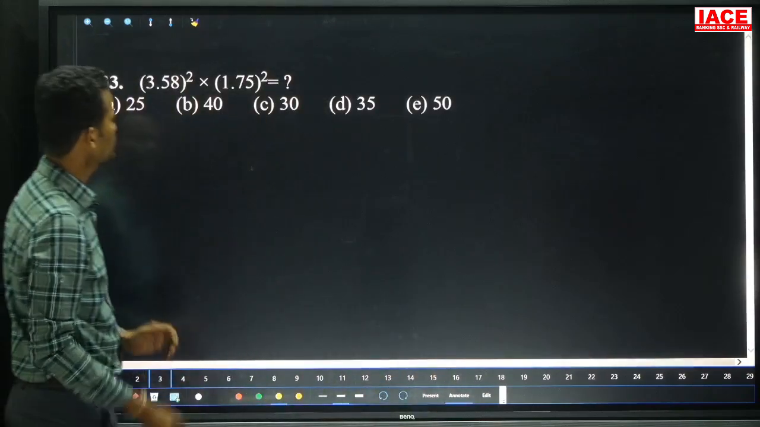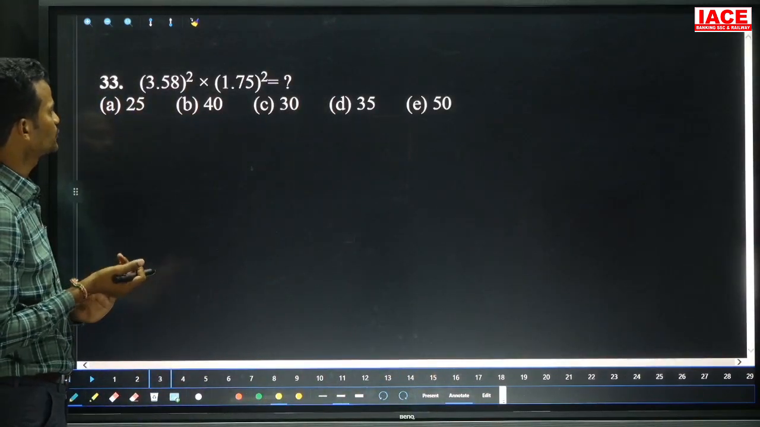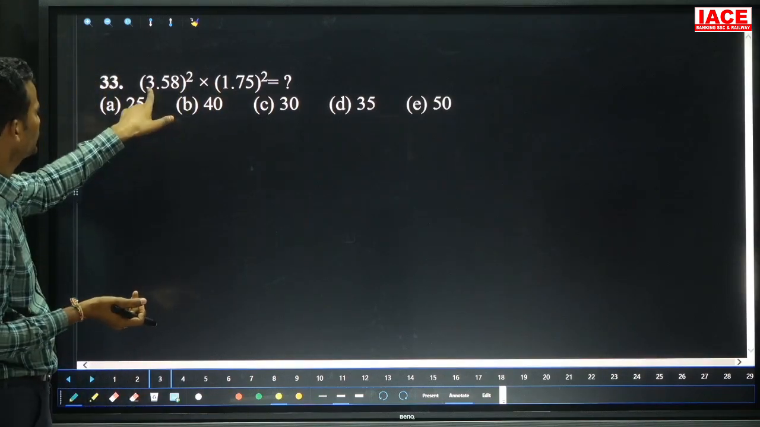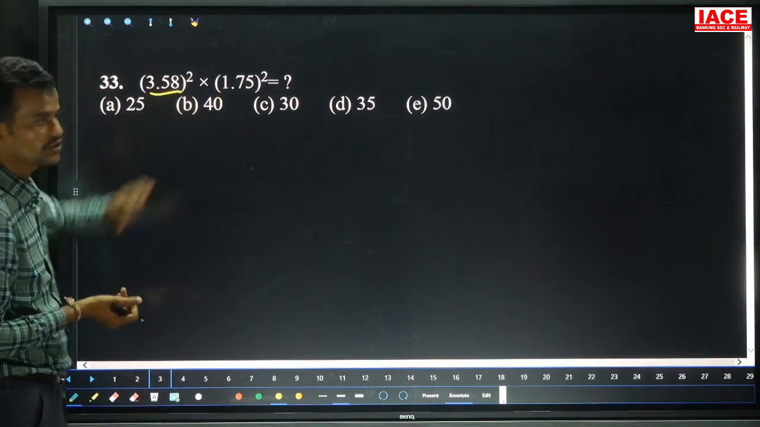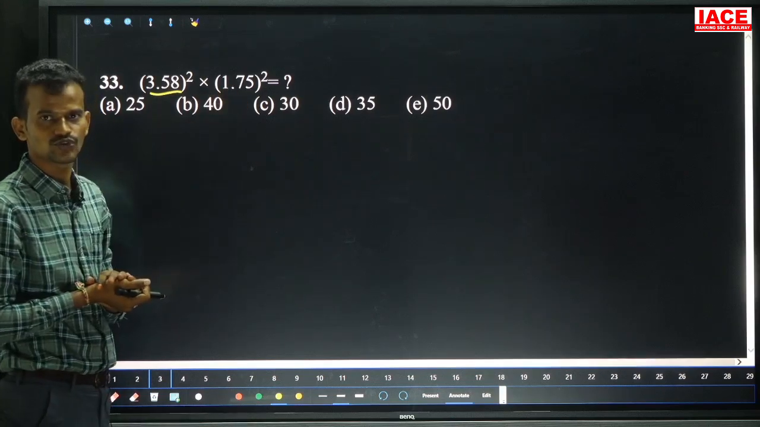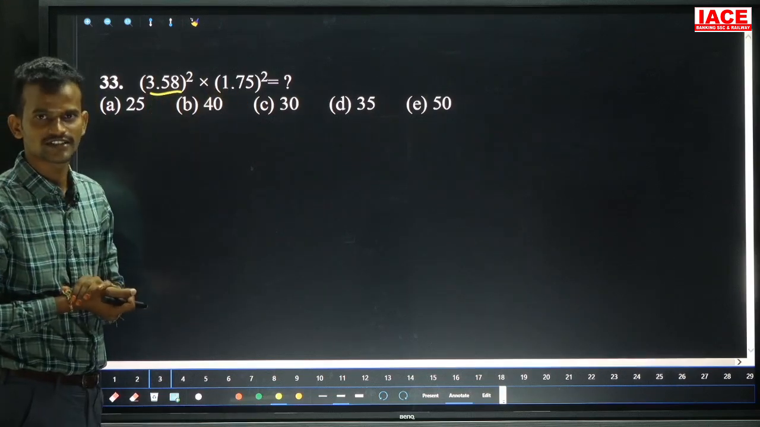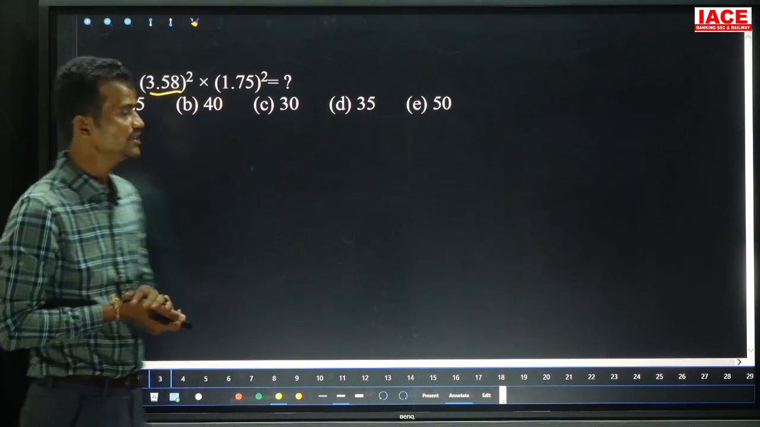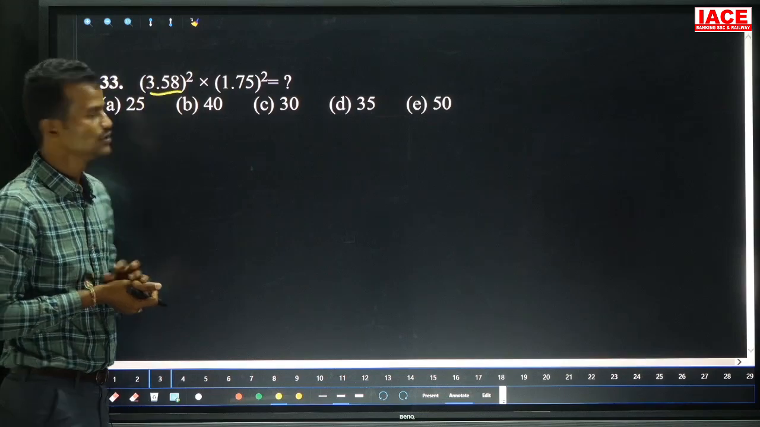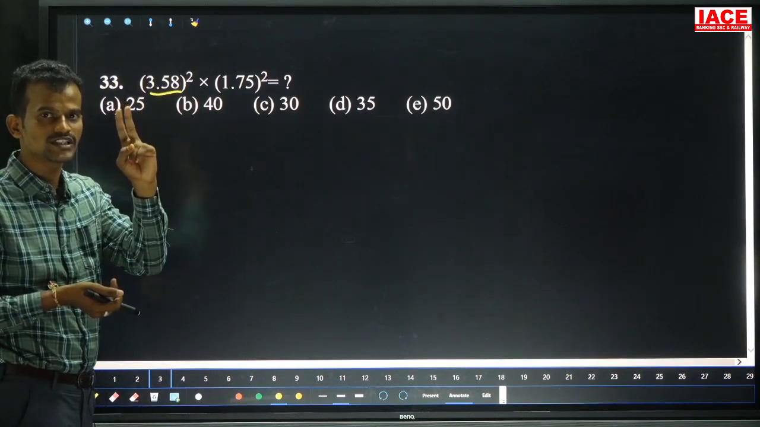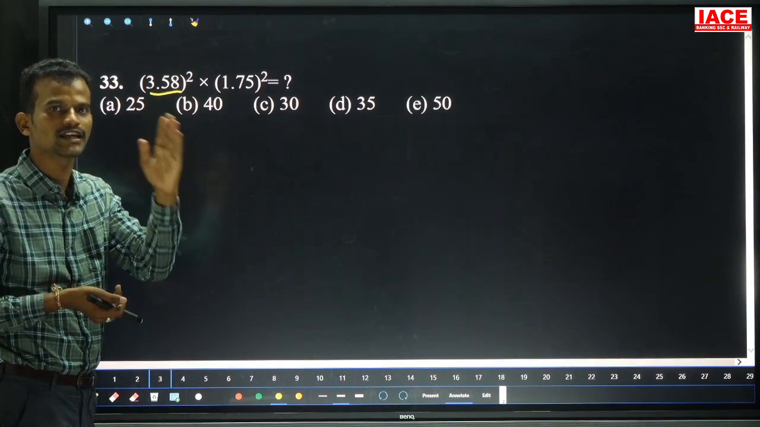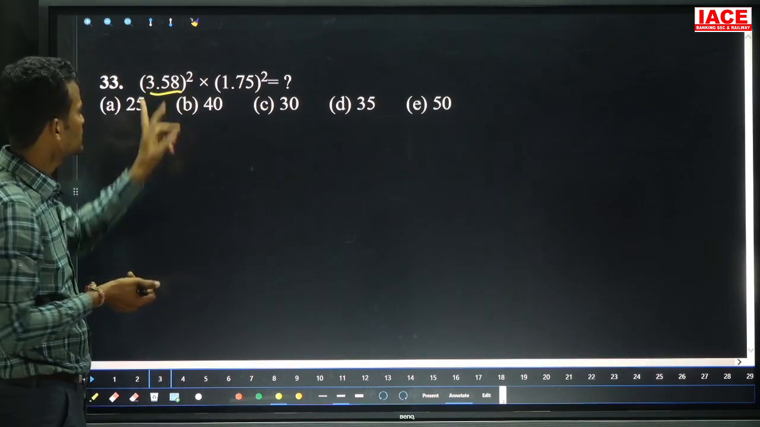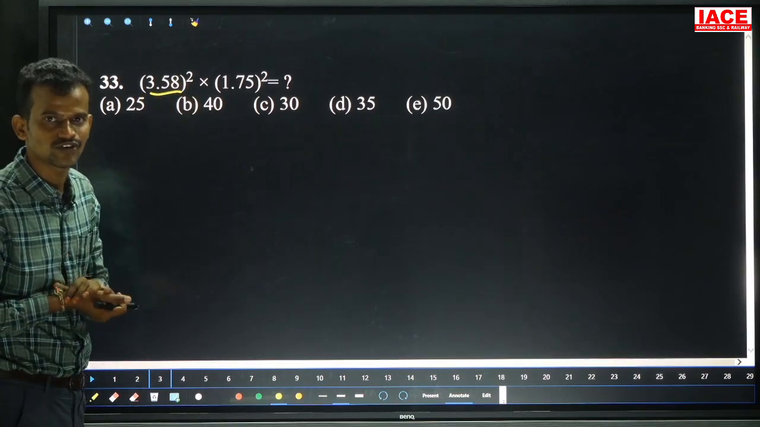What is the next question? 3.58 whole square into 1.75 whole square. Listen, sir. Generally, we take this approximately as 4. 4 square value is 16. Take this as 2, 2 square value is 4. 16 4s are 64. But is any option near 64? No. That means don't take this as 4. 3.58 is given as a 2-digit decimal, so better to take the nearest decimal. 3.58 is approximately 3.6. 3.6 square value, that means 36 square is 1296.